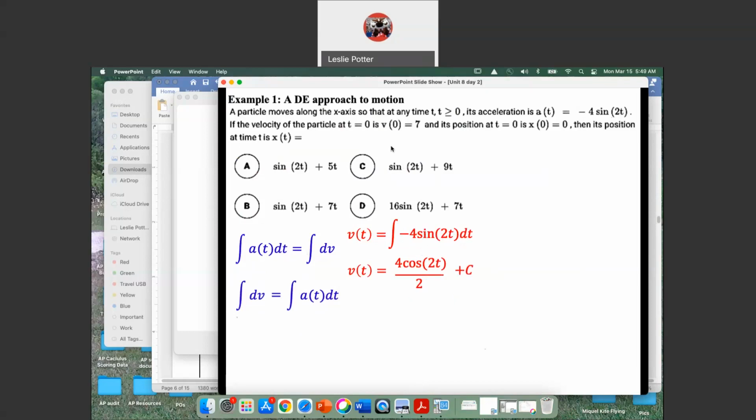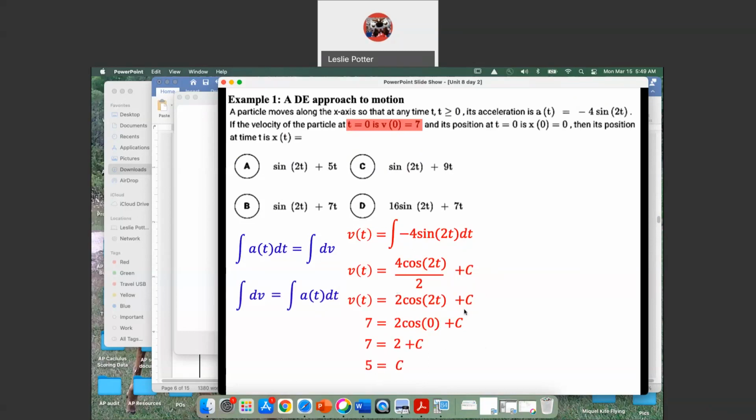Okay, so we need this initial condition, v of 0 equals 7. So I'm going to simplify this, and I'm going to put that initial condition in. When time is 0, v is 7. So 7 equals 2 cosine 0 plus c. Cosine 0, that's 0 radians, the right side of the unit circle. Cosine is the x coordinate, so this is 1. So we have 7 equals 2 plus c, so we know c equals 5.